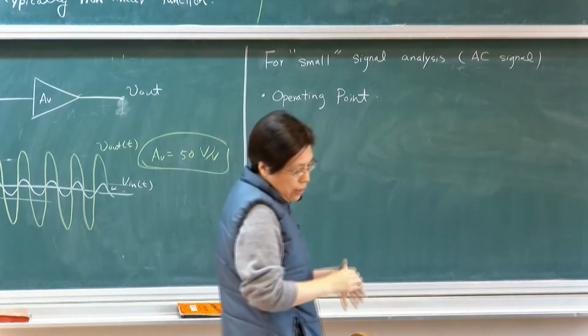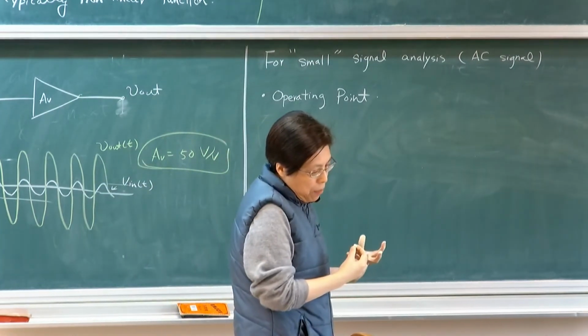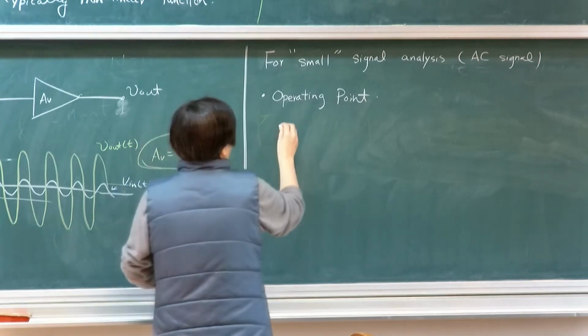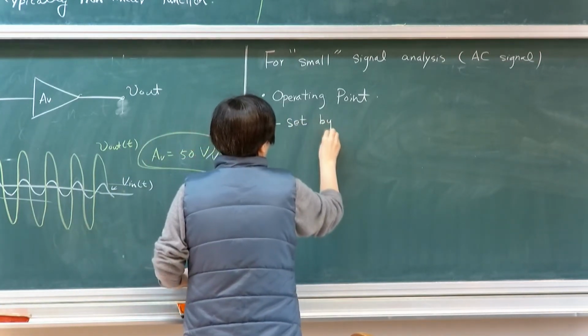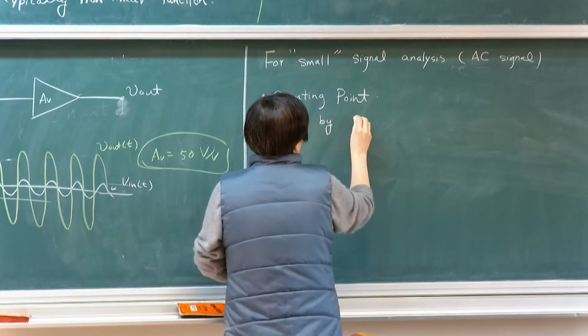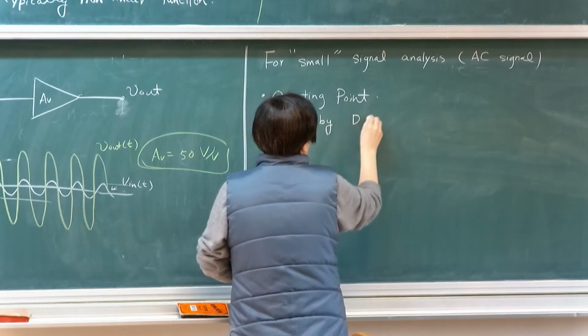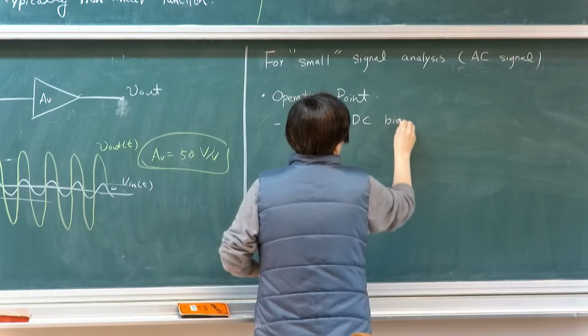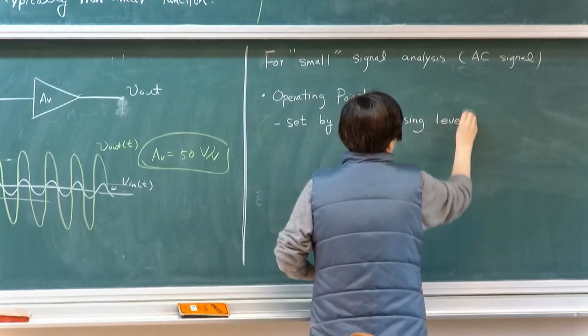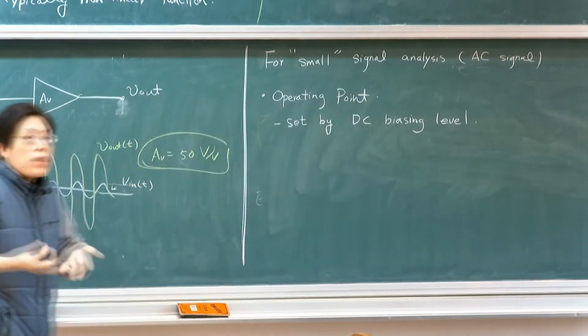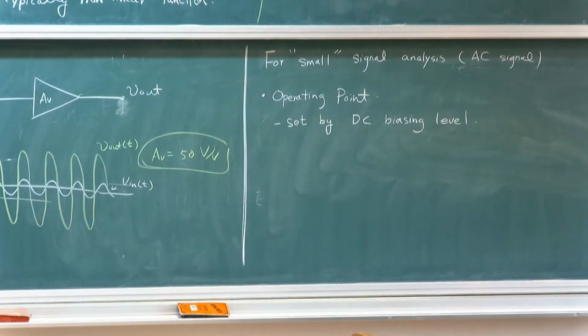The operating point is, in practice, set by a DC biasing level. We're going to talk about that a little bit. And in practice, you set it to a particular point. I want to emphasize this again.